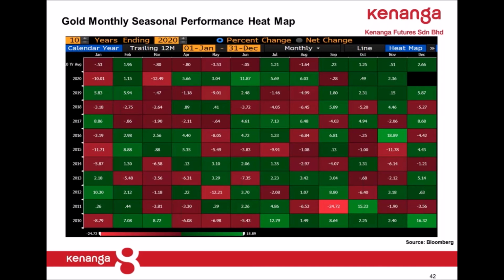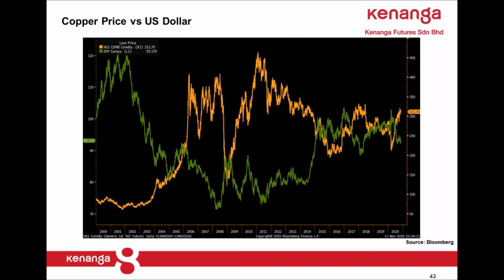Okay. Now this is the relationship between copper price and the US dollar. As you can see, it is consistently an inverse relationship, where when the US dollar goes downward, the price of copper goes up. Of course, the magnitude can differ at times, but generally they move in opposite directions. This is for the past 20 years, so it's been very consistent.